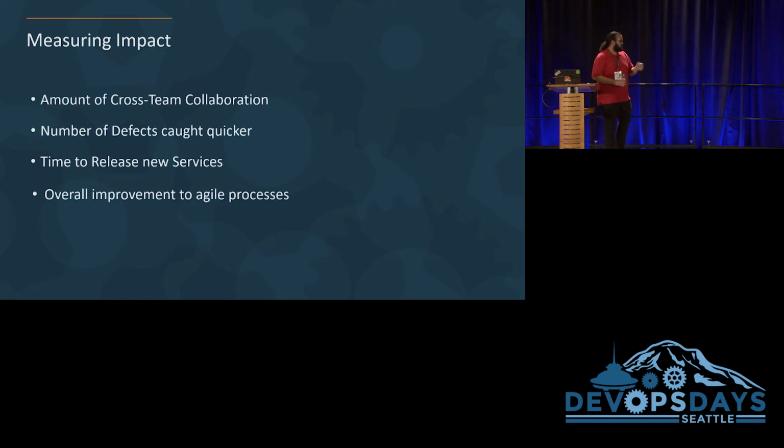And then overall improvement to agile, I'm going to say agile type processes, is also key here. And I left that pretty vague because that can mean a lot of different things to a lot of different people. And in one of the examples, we're going to see exactly what it means to a specific company. But these are the measurements of impact.